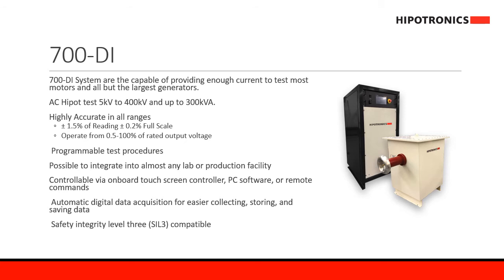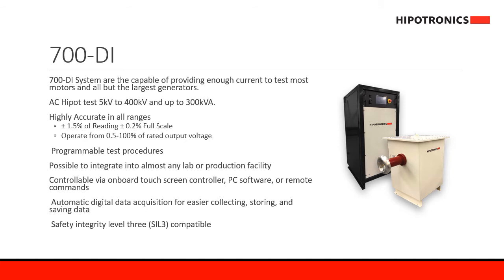For AC Hipot testing, our 700-DI series can provide enough current to test most motors and all but the largest generators. Some of the great features the series offers: it can perform AC Hipot testing from 5 kV to 400 kV and up to 300 kVA. It comes with high accuracy, plus and minus 1.5% of reading and plus and minus 0.2% of full scale. The series can operate from 0.5 to 100% of the rated output voltage.